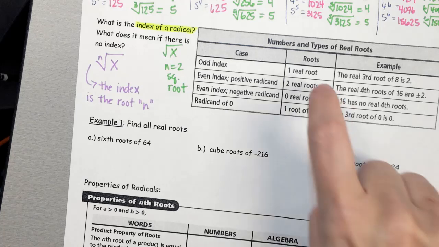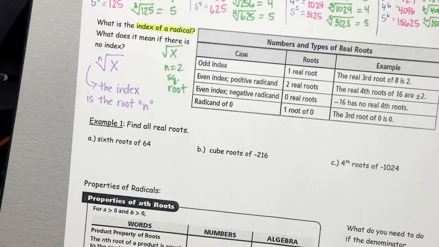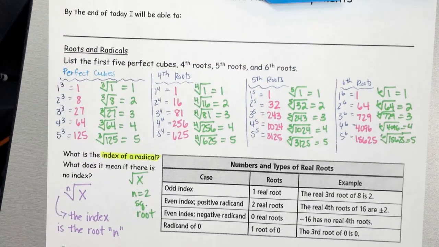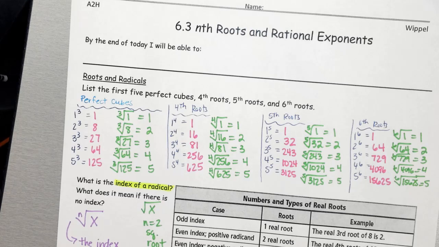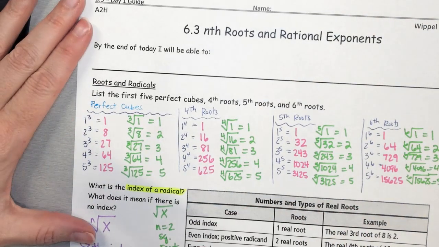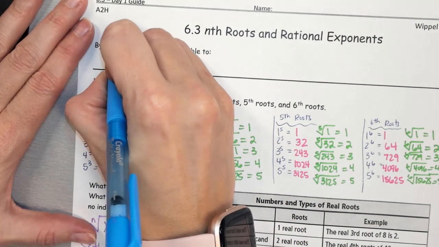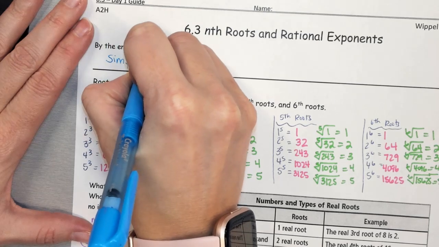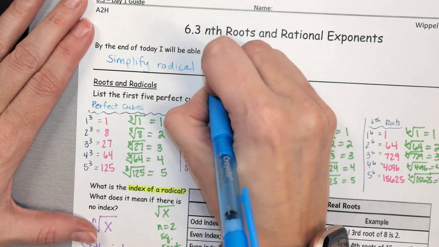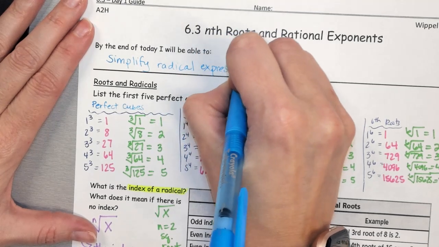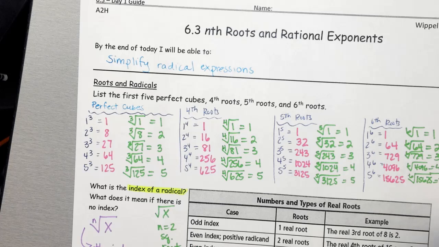Okay, so this chart that you have here, the numbers and the types of real roots, that is what you're going to use if you are solving. We're mostly going to be doing simplifying today. In fact, I don't think I had you guys write up your objective. But our main purpose today is going to be simplifying radical expressions. Okay, we're going to simplify radical expressions. But to do that properly, we have to understand how the roots work.